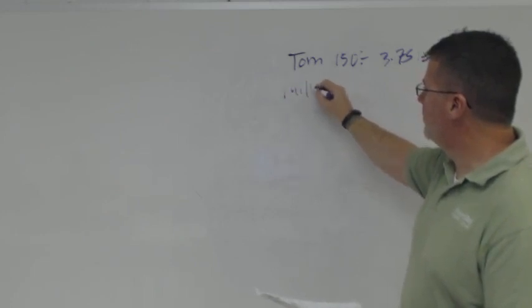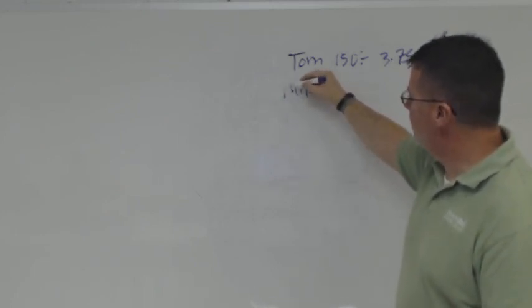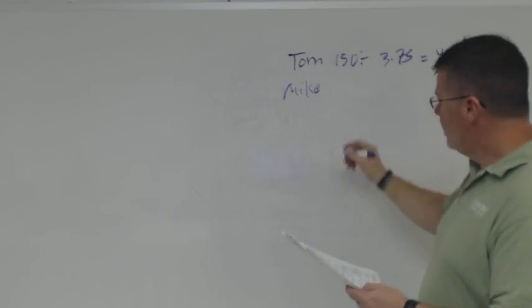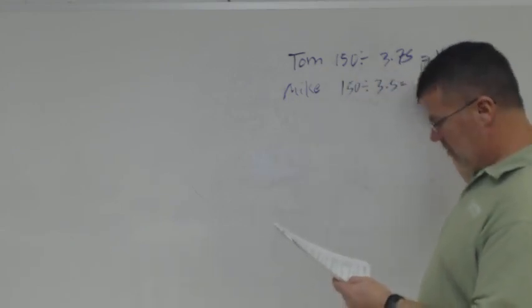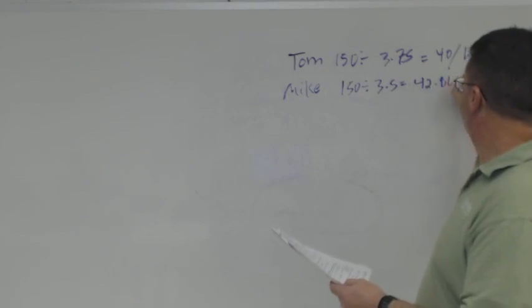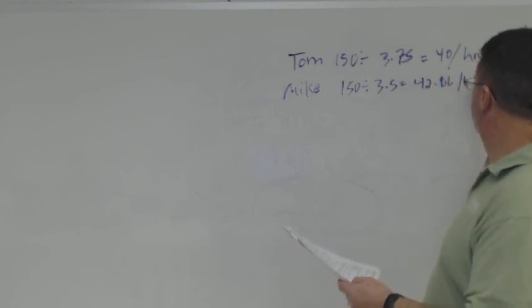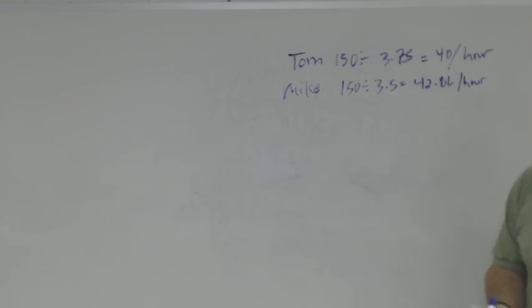Mike, 150 divided by 3.5 is 42.86. Easy enough.